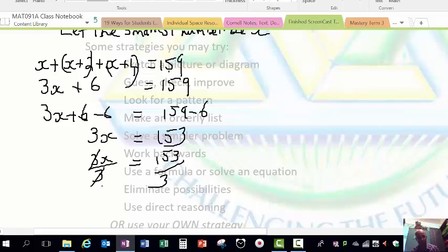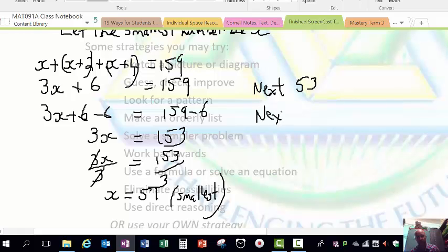On the left side we have times 3 divide 3, cancel each other out, they leave just 1, so 1x, or just x in other words. 153 divided by 3, well, I know that 15 is 3 times 5, so 150, it'd be 3 times 50, and another 3 on the end makes it 51. So that is the smallest number. Okay, so the next number then is 51 plus 2 is 53, and then the next one would be 55, next odd number.